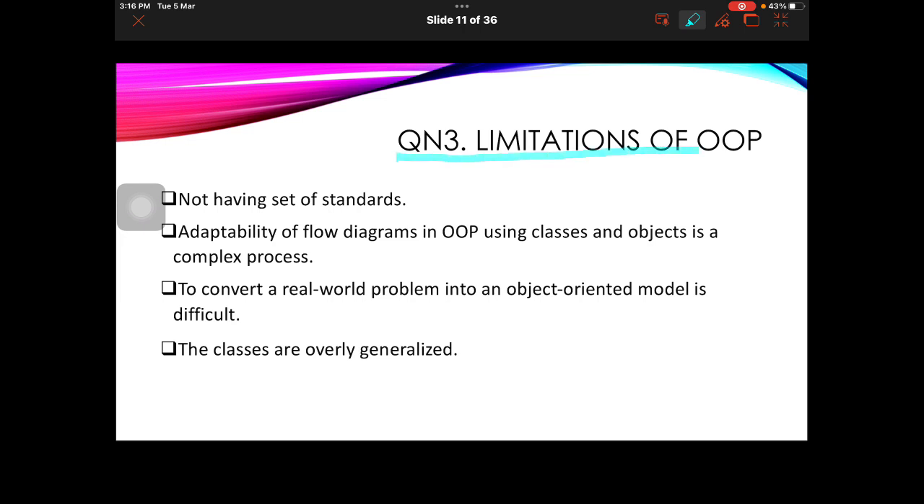Then comes the limitations of object-oriented programming. Object-oriented programming does not have a set of standards. Adaptability of a flow diagram in object-oriented programming, which uses classes and objects, is a complex process. To convert a real-world problem into an object-oriented model is difficult. The classes are overly generalized.